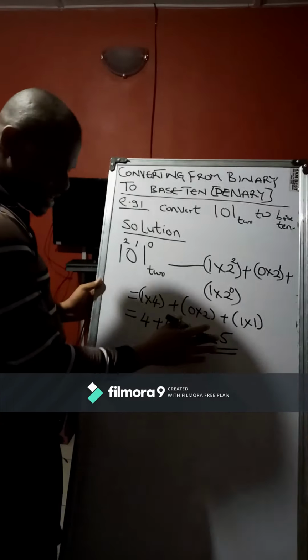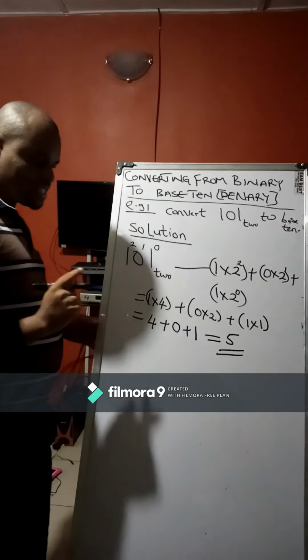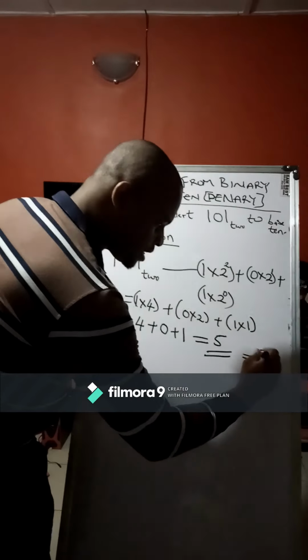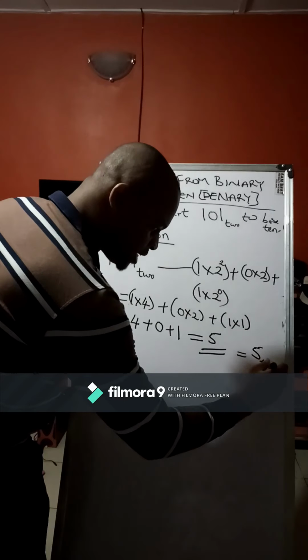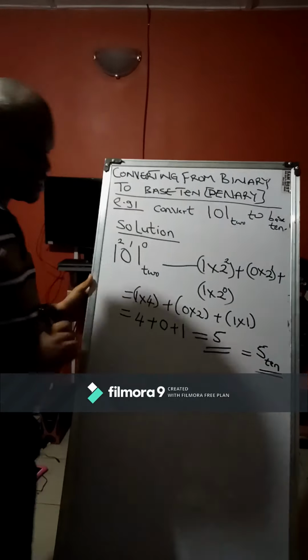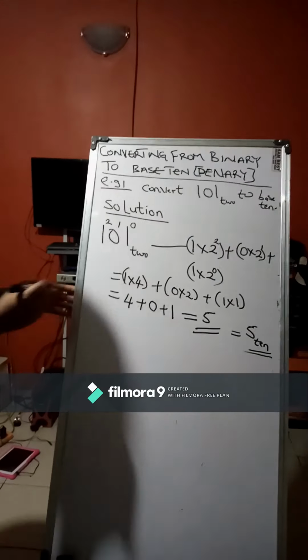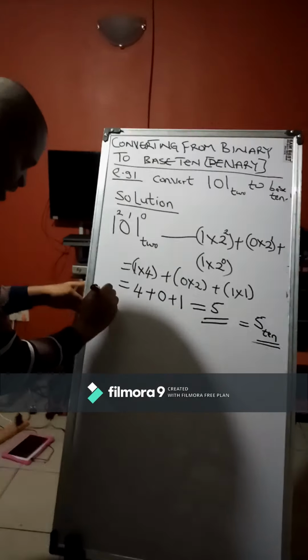Remember that I said if you write your number without a number base, it means it is in base 10. If you write it as 5 and put 10, you are not wrong, you are still correct. This is base 10. So this is our answer for example 1. Let's take another example.